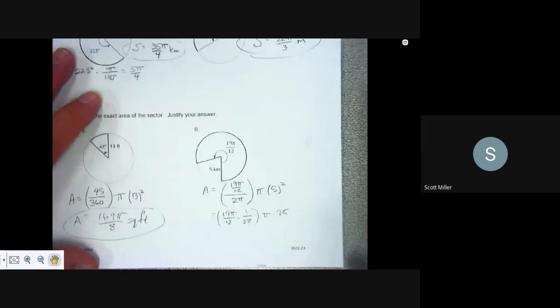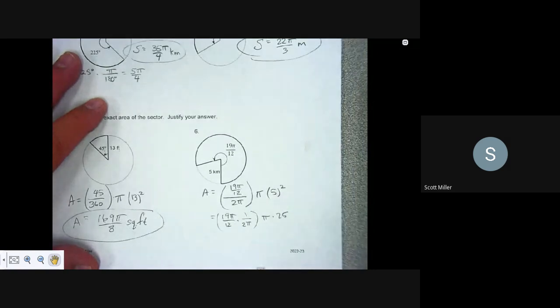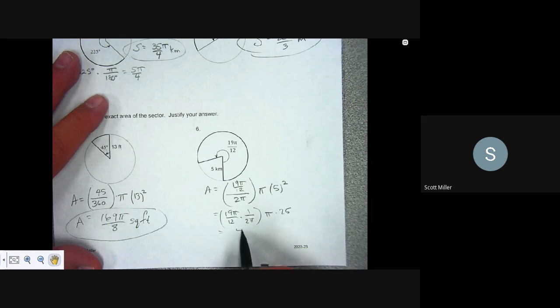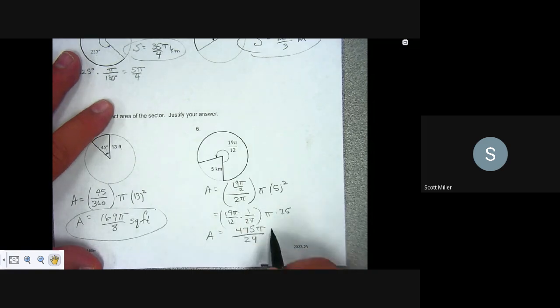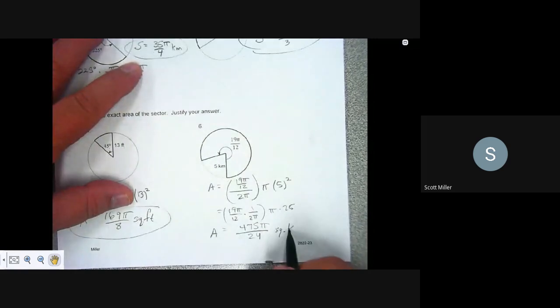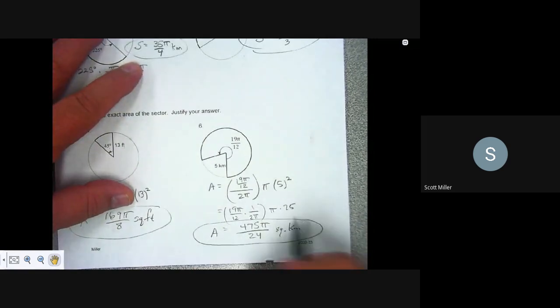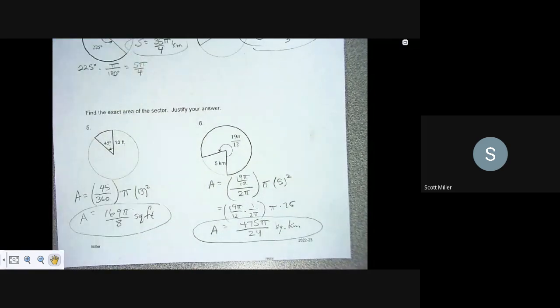Okay, and so 19 times 25 is 475. So this is 475 pi over 24. That is the area of this sector, and we're in square kilometers. And so that is how you do these problems and how you display your work for these problems for test purposes.